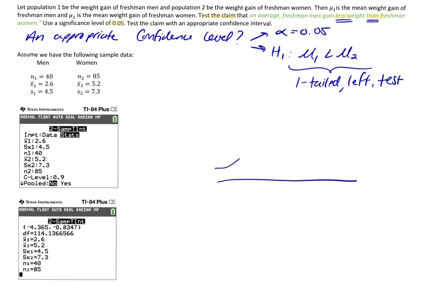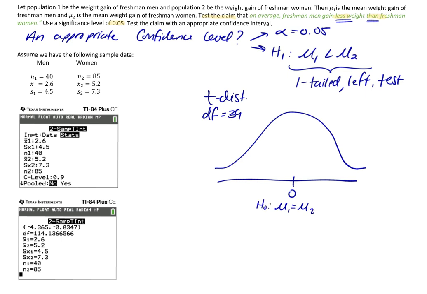If we were doing a hypothesis test, we would use a t-distribution with degrees of freedom of 39. At the center, if the null hypothesis value is true, the difference between mu1 and mu2 would be 0. And here we're testing the claim that men's weight gain is less than women's, which is the same thing as saying women's weight gain is more than men's. Left tail test means that all of alpha, 0.05, is going to be on the left tail.